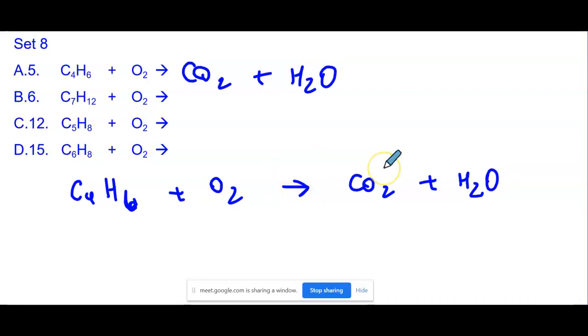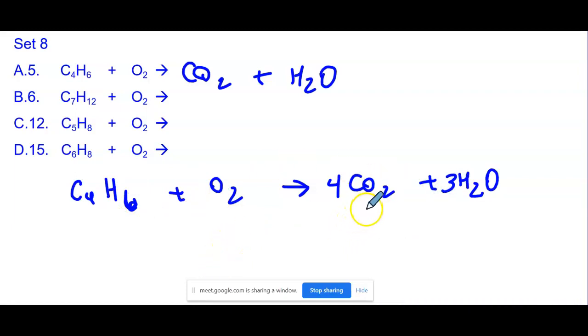So we're going to first start with carbon. So 4 carbons on the left. I got to put a 4 in front of CO2 to get 4 carbons on the right. Then I'm going to leave oxygen alone. Do you see how it's 4 and 4 now for carbon? I'm going to do hydrogen next. I have 6 and 2, so I've got to get 6 hydrogens. I put a 3 there. So now my hydrogens are 6 and 6, yes.